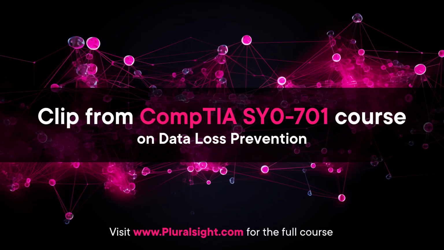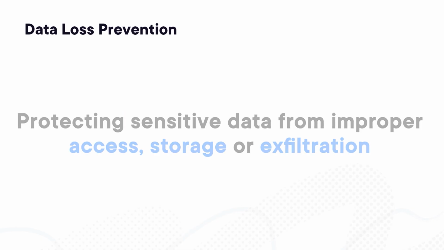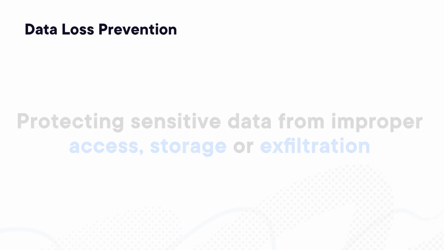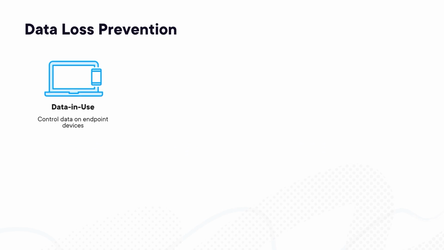Let's talk about data loss prevention, or DLP, and there are a few things to keep in mind here. What we basically want to do is reduce the amount of personal data and sensitive data that leaves our network and make sure that data is not stored in places on the network where it does not need to be stored. So we're talking about things like data in use. We want to control data on endpoint devices, laptops, mobile devices, and so forth.